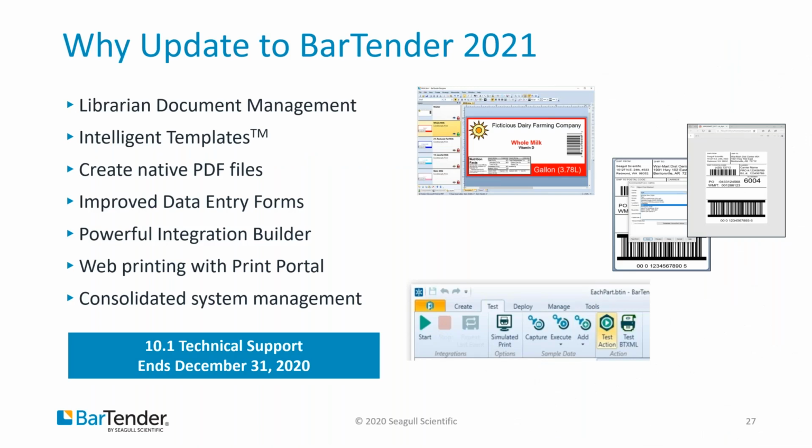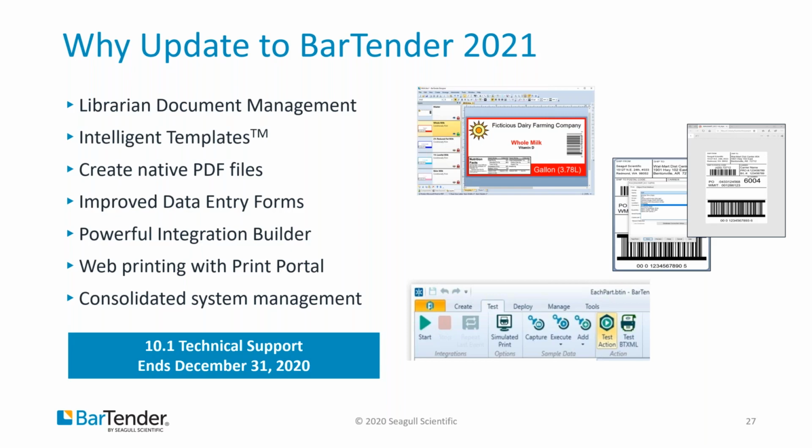As mentioned, there are a couple major reasons to update to BarTender 2021. First, 10.1 is end of life on December 31st, the end of this year. You will no longer be able to get technical support for it. 10.1 is only compatible with an older version of Windows 10, and that PC, even though it's not connected to the internet, could be a security risk. So we definitely are encouraging you to upgrade before the end of this year.